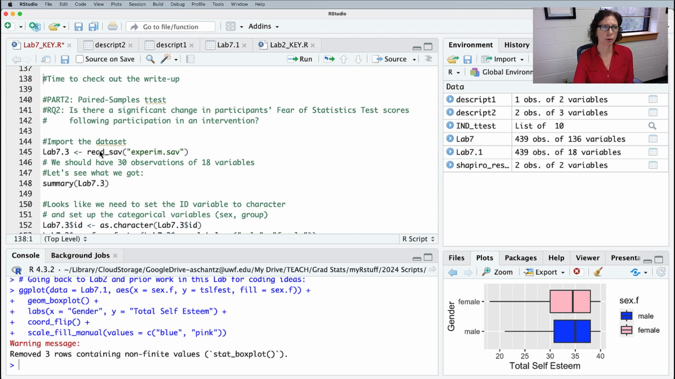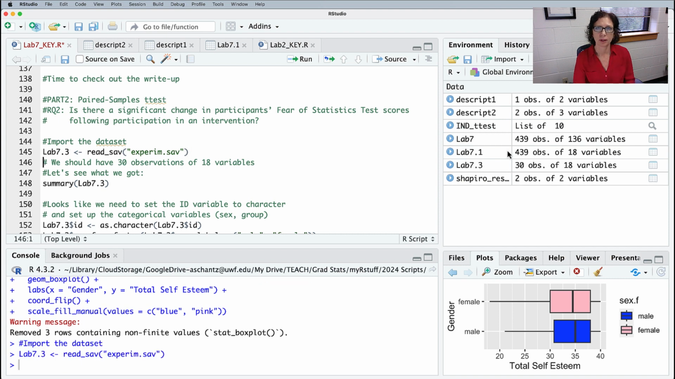So again, we're going to import the data set, the SPSS data set, and this one's called experim.sav. It's also with your Pallant SPSS Survival guidebook. So have that in your working directory, and then you're able to import it into your environment. And we should have 30 observations of 18 variables. Let's look at what we have in here in the console.